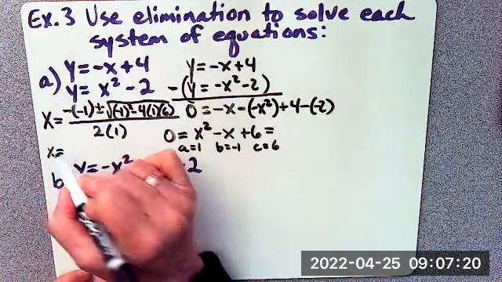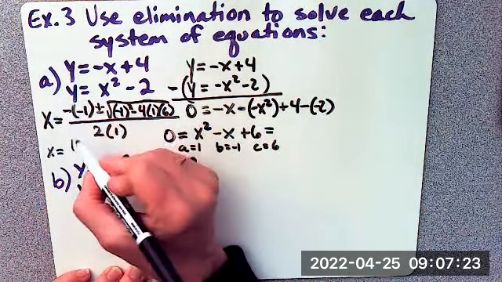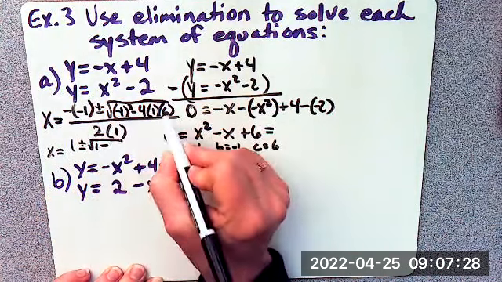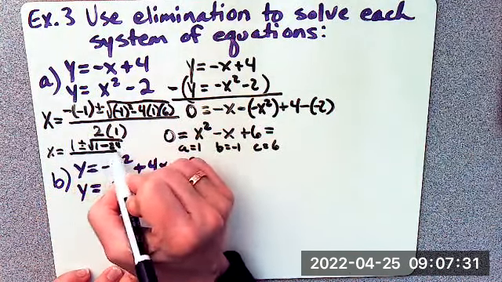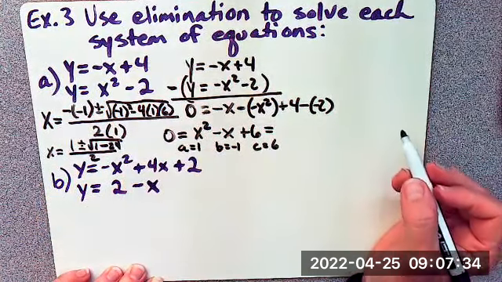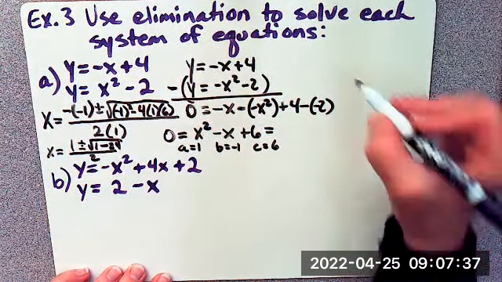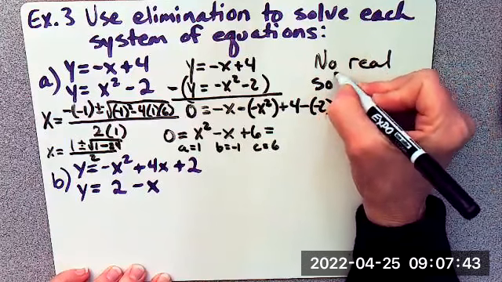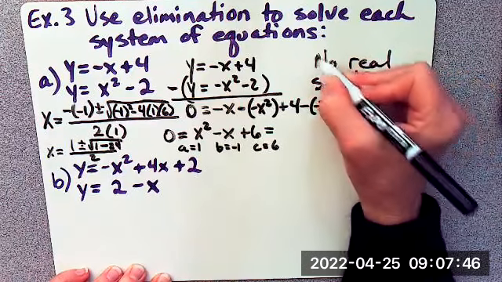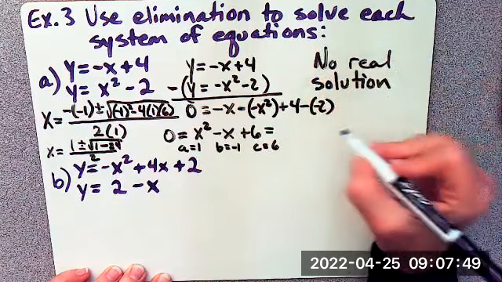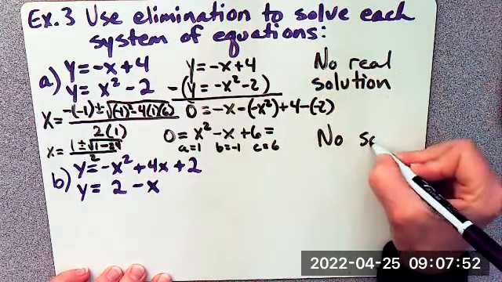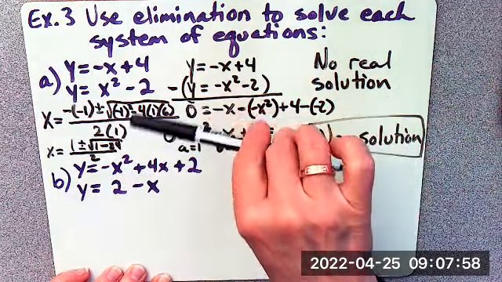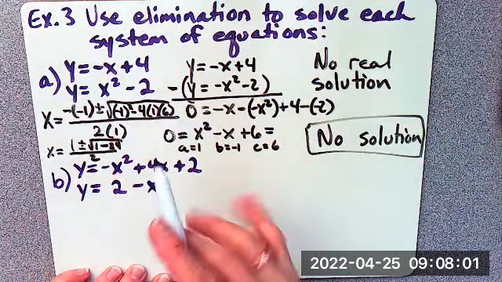Okay, so this gives me x equals 1 plus or minus the square root of 1 minus 24, over 2. So I see I don't have a real solution. Okay, so this means there's no real solution. So we have no solution. So basically this parabola, it's down at -2. It never hits that.